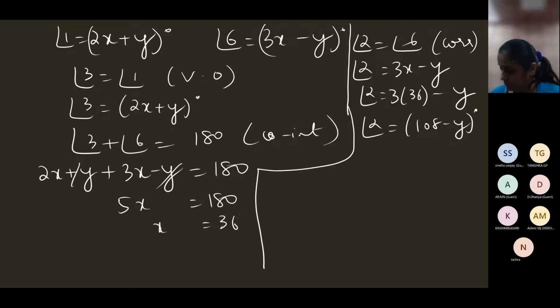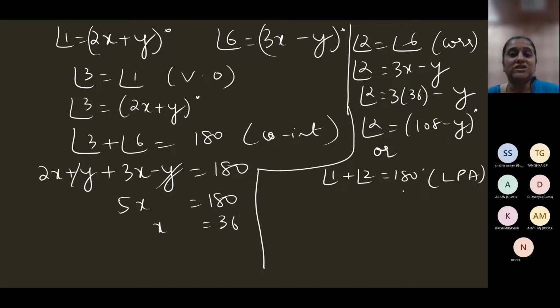Got it, children? Yes, ma'am. So by solving, you'll get the value of x. But to find angle 2 in terms of y, you should bring in some other relation. Or you can also use this relation: angle 1 plus angle 2 is 180. Why are we writing this? Because we have to find angle 2. So now this condition has angle 2 in it. What is angle 1? 2x plus y.